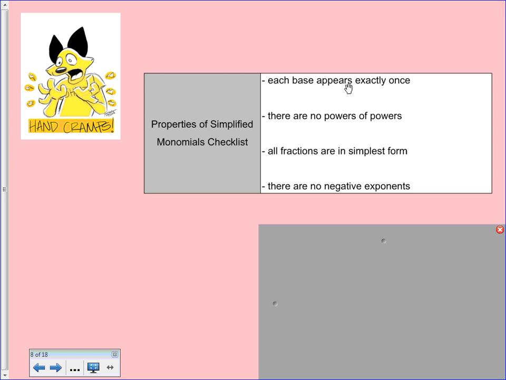We also want to make sure that all of our fractions are in simplest form. Okay, so we're going to reduce those fractions. Instead of having 4/6, we're going to make that 2/3. You want to reduce those fractions. And last but not least, we do not want negative exponents. If you have any negative exponent left in what you're doing, you did it wrong or you're not finished. Okay, so make sure you're keeping track of that.